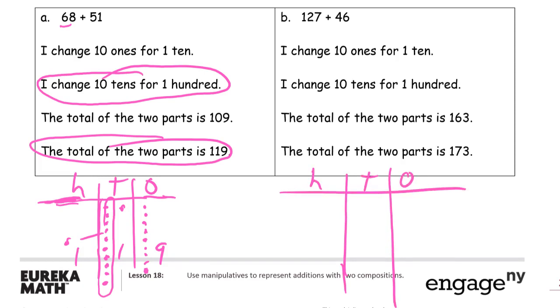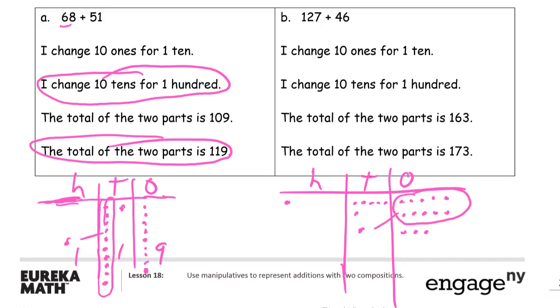H-T-O. Draw this one down here. 127, that's 100, two 10s and 7 1s. 1, 2, 3, 4, 5, 6, 7. And now 46. 1, 2, 3, 4. And 6 1s. 1, 2, 3, 4, 5, 6. So we don't have enough 10s to bundle any 10s, but we do have 10 1s here. So there's another 10.